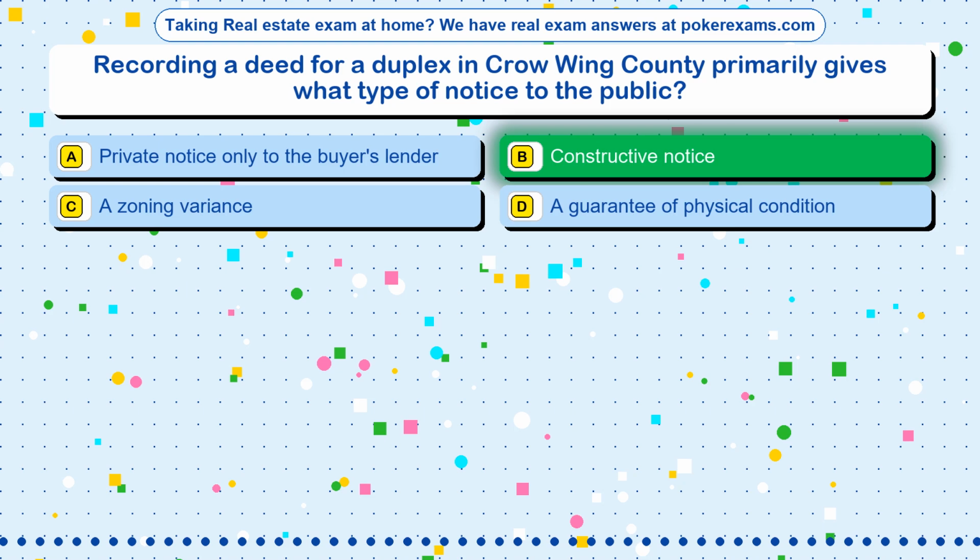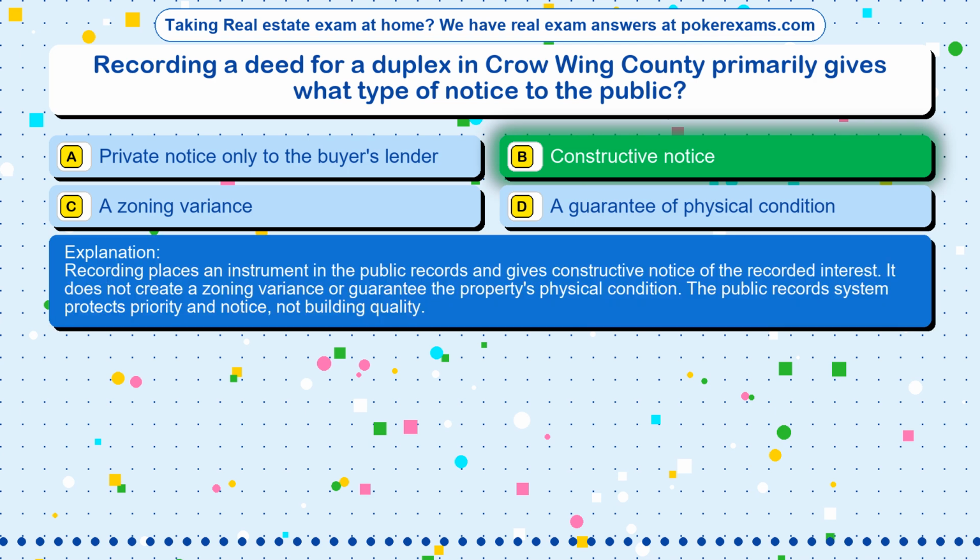The correct answer is option B, constructive notice. Recording places an instrument in the public records and gives constructive notice of the recorded interest. It does not create a zoning variance or guarantee the property's physical condition. The public records system protects priority and notice, not building quality.